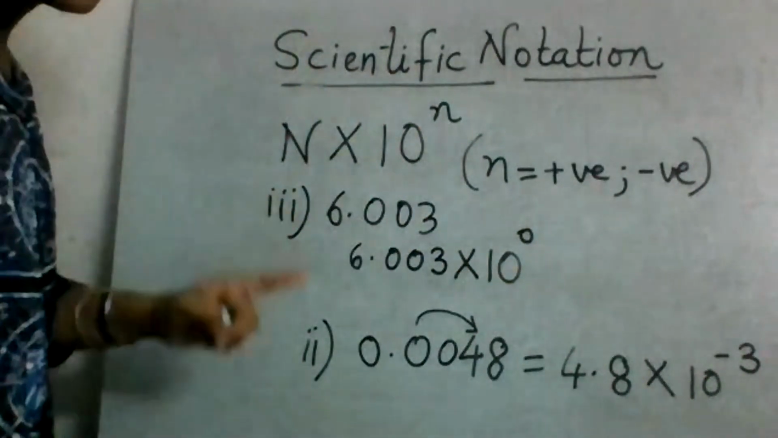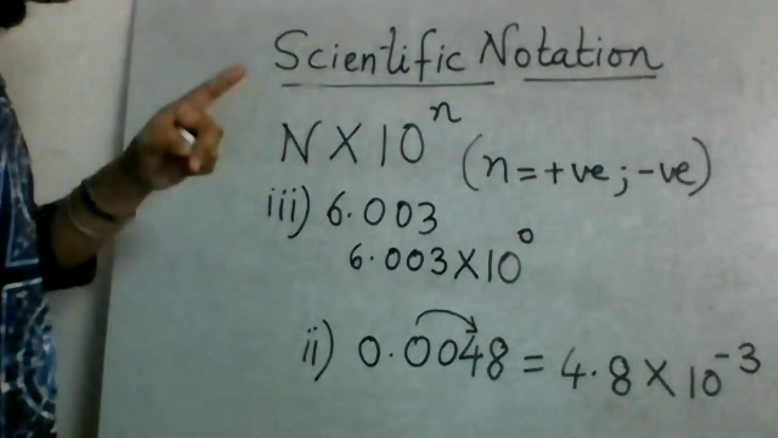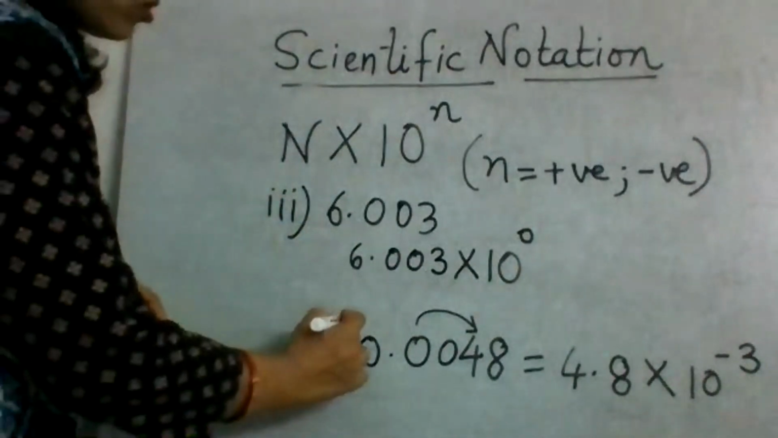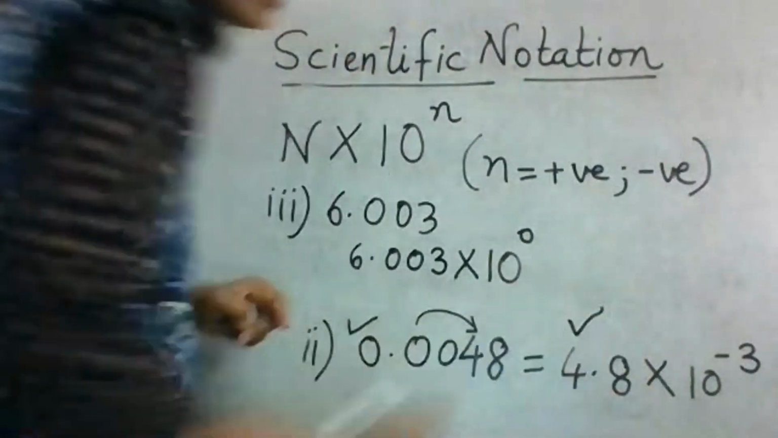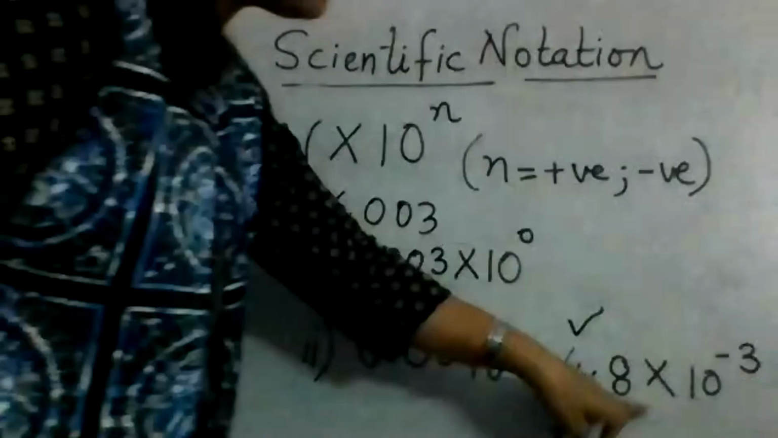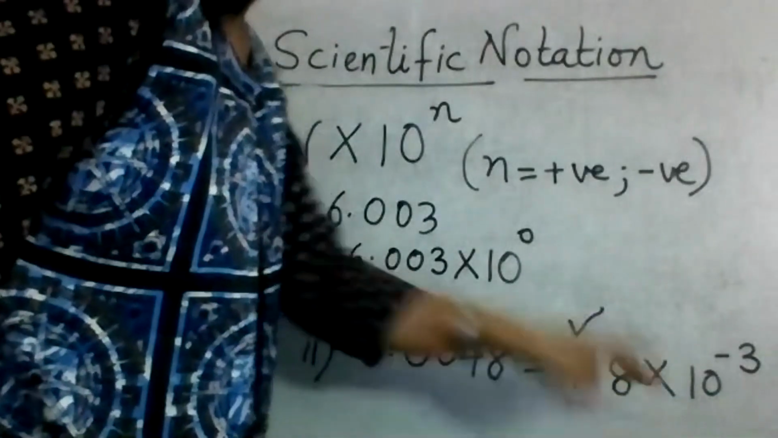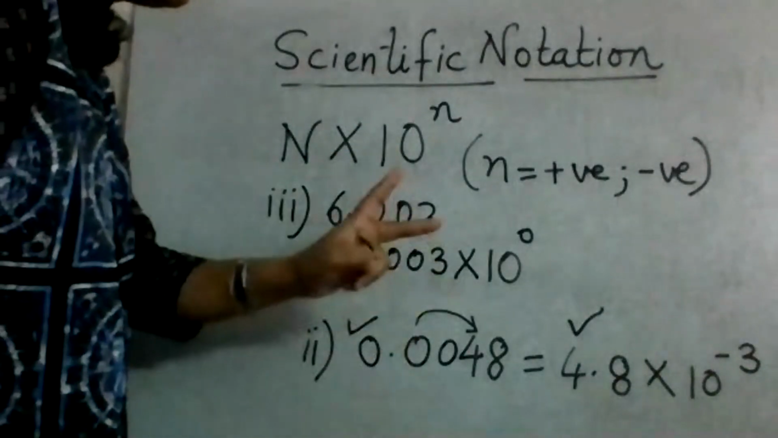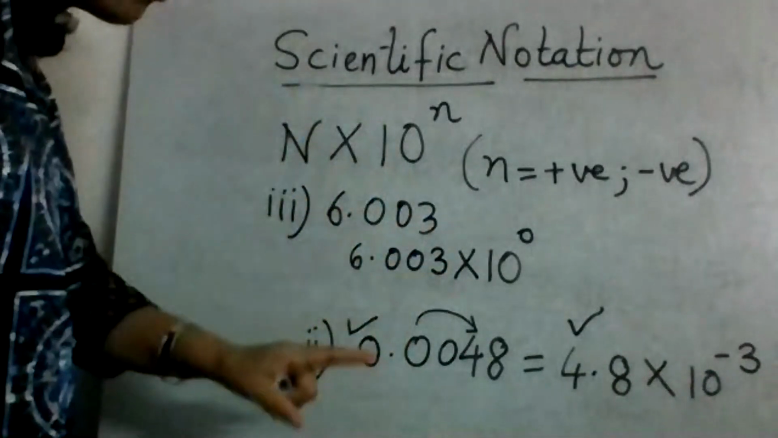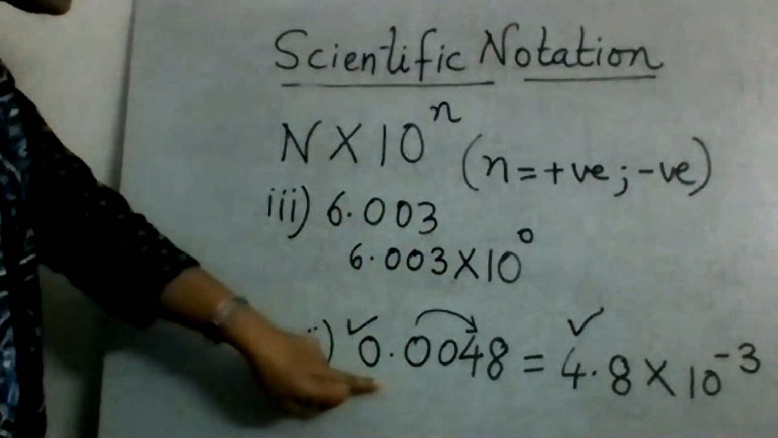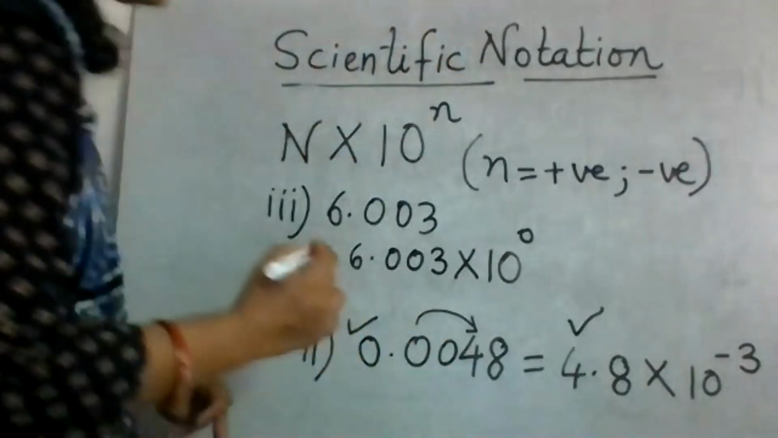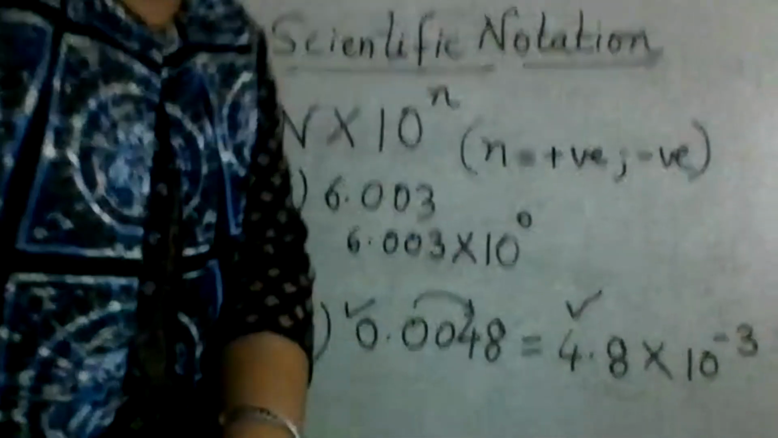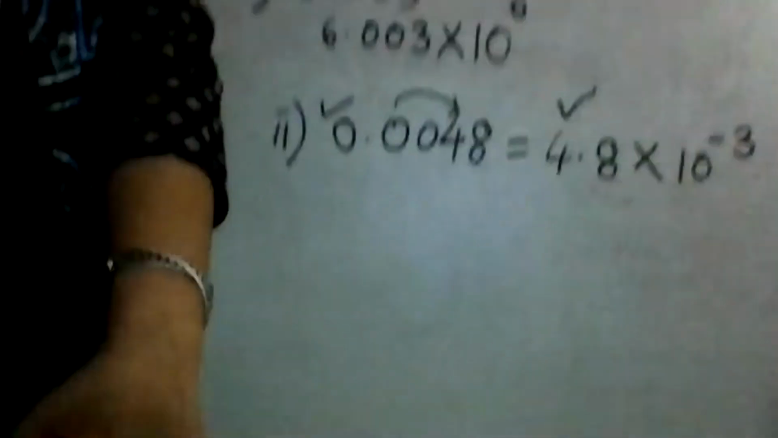Yes, while you are expressing in scientific notation, remember in your mind that the question and the answer that you are writing in scientific notation should match with one another. If they are mismatching, it means you have written a wrong answer there. You check this. The question is 0.0048 and you have expressed this in scientific notation as 4.8 into 10 raised to minus 3. You just see.